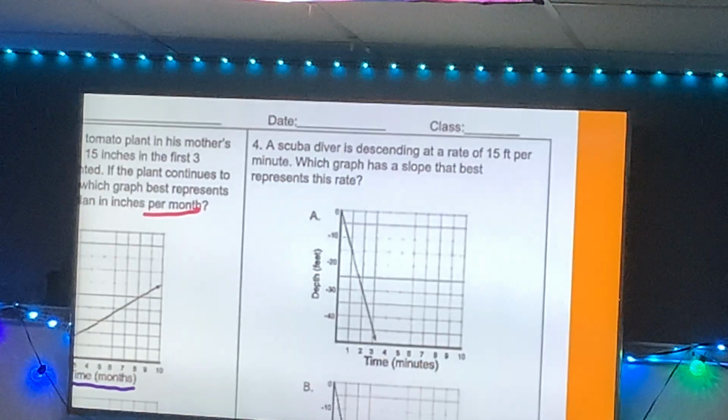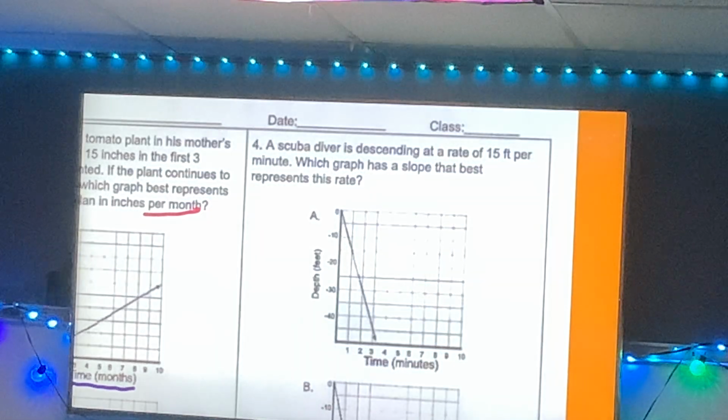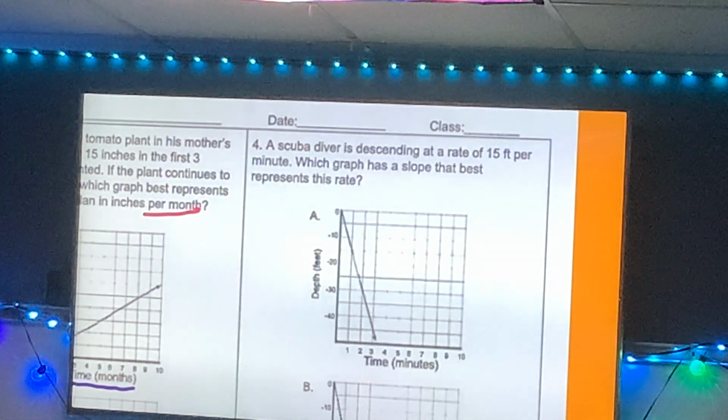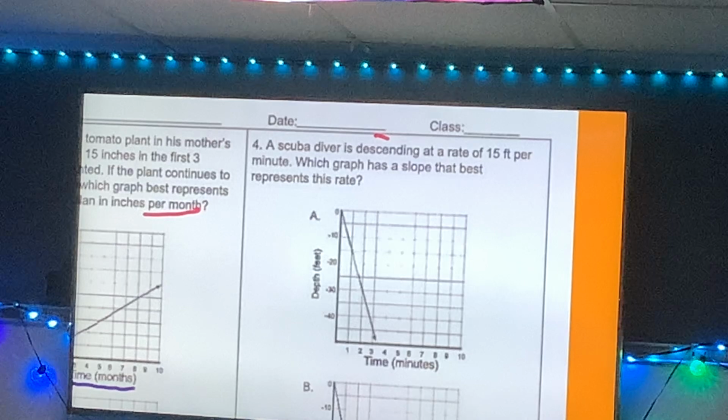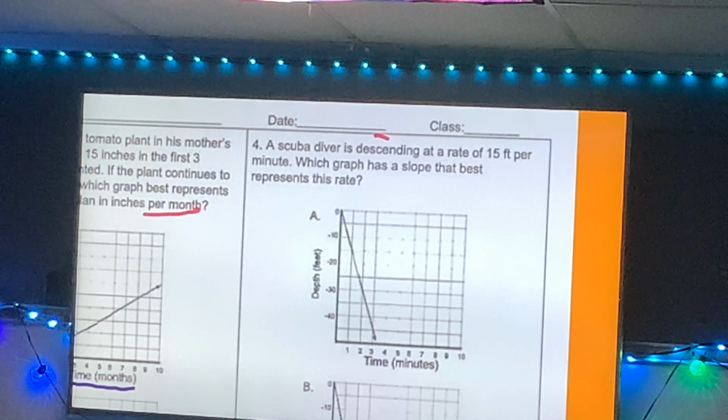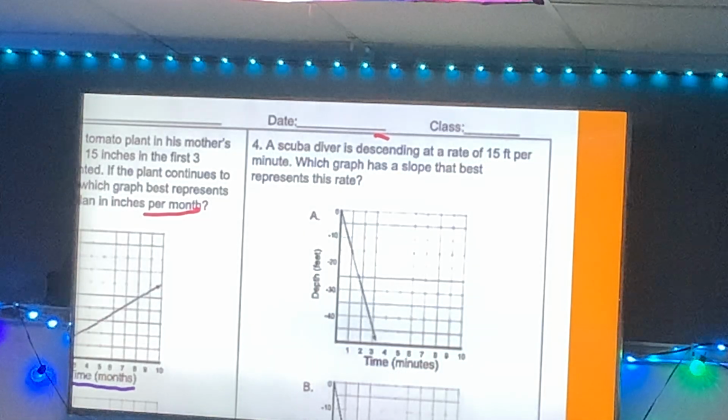Okay, let's look at number 4. A scuba diver is descending. What's descending mean? Going down. So do you see that's why you have a negative slope? If one of your answers was a positive slope, you'd mark it out. And some of the answers are going to be flat across. Guys, automatically get rid of those. They're going to look like a 0 slope. We are not going to have 0 slopes on these word problems.